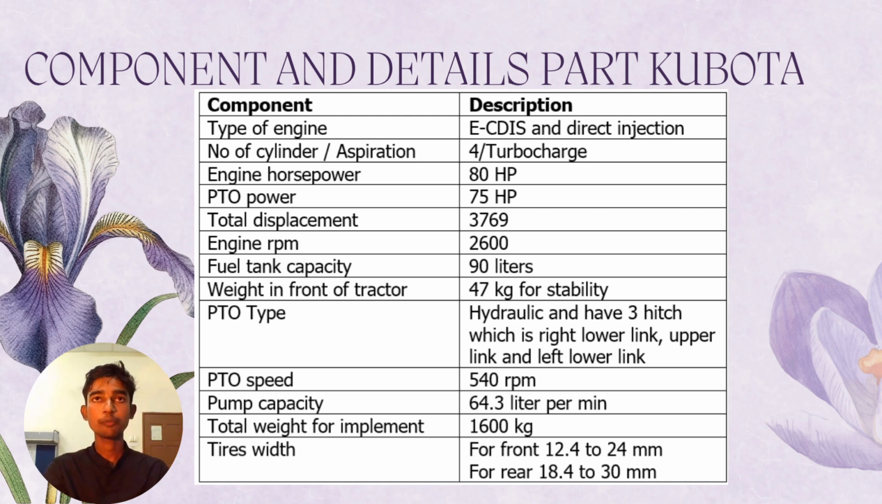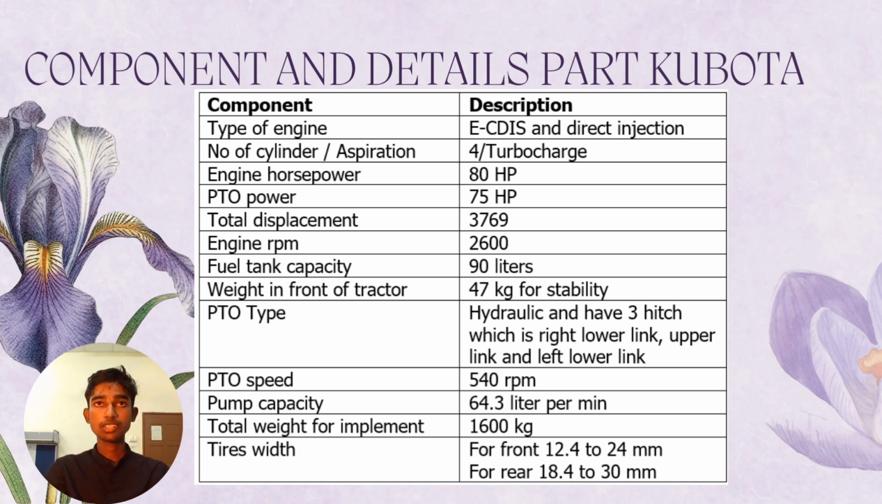The power takeoff for this Kubota is 75 HP, which is power available to drive implements like mower, harvester, and sprayer. And if you look at the total displacement that we got for this type of Kubota, it is 3,769 cc, which means engine size, and large displacement means more power for this Kubota.